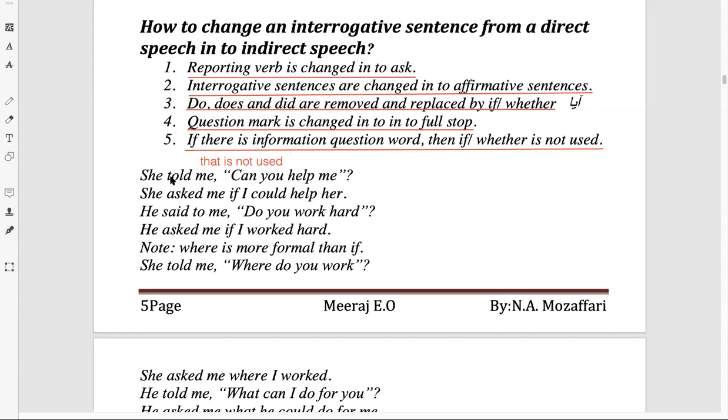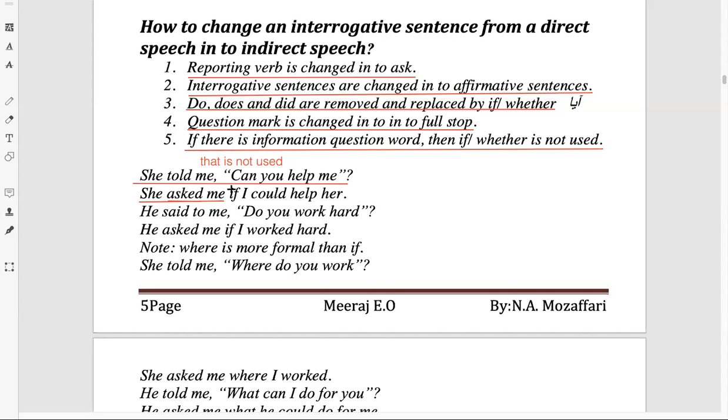Look at this example here. She told me, can you help me? So we said the first rule, the reporting verb is changed to ask. Told is changed to asked here. She told me is changed to she asked me.